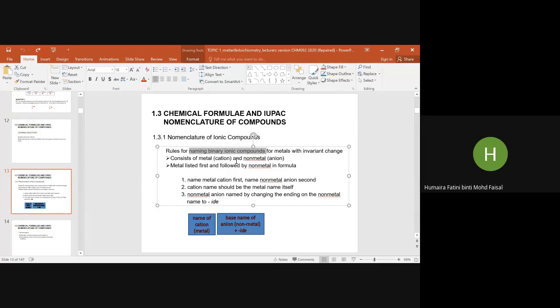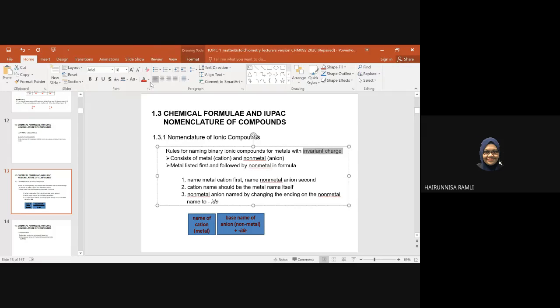Binary. Two elements. Yes, betul. Two elements. Ada dua lah eh. Satu tambah satu. And then we have invariant charge and also variable charges. So bila kita kata invariant charge, maksudnya ini charge eh, bukan change. Tak tahulah dalam slide awak R ke N.